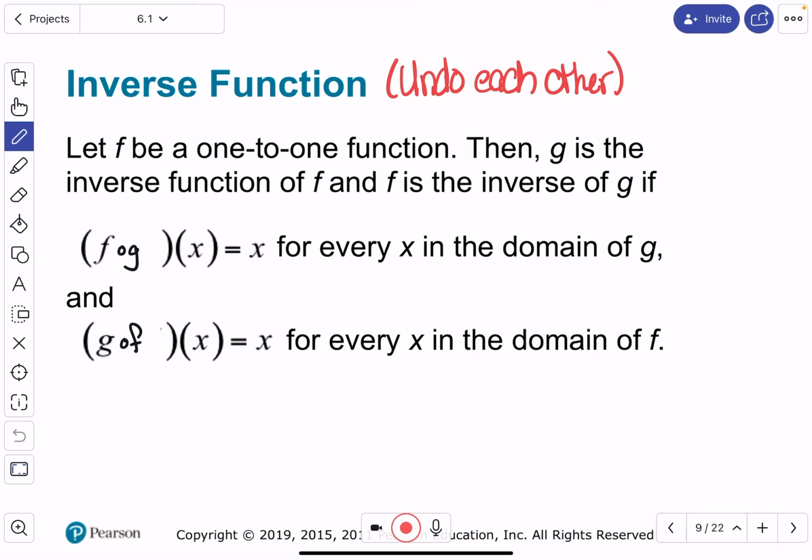So just like inverse operations, inverse functions undo each other. One way to look at that is f of g of x equals x. Remember, f of g of x means you're plugging x into g, then you're plugging that into f. So if it spits out x, it's an inverse function. Same thing goes the other way.